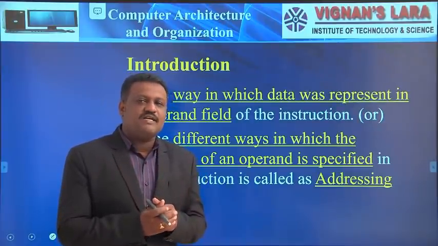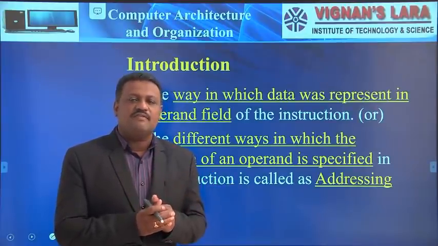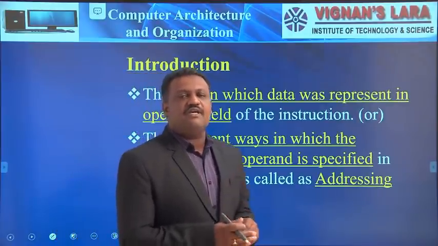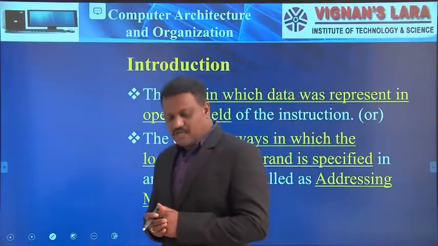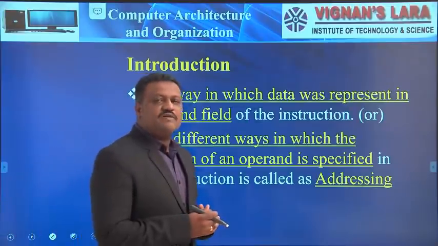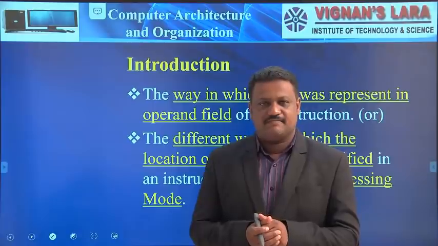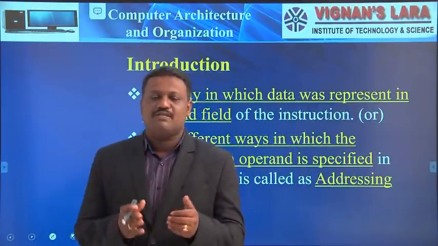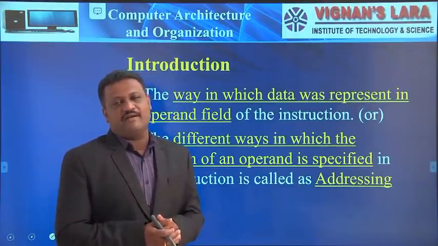Sometimes we can represent our data directly in the instruction. Sometimes we represent our data with the help of some register, and sometimes with the help of a memory location address, and sometimes by a combination of registers, and sometimes with a combination of a register and a memory location like this. So finally, the way we use for representation of data in the instruction operand field can be indicated by an addressing mode.